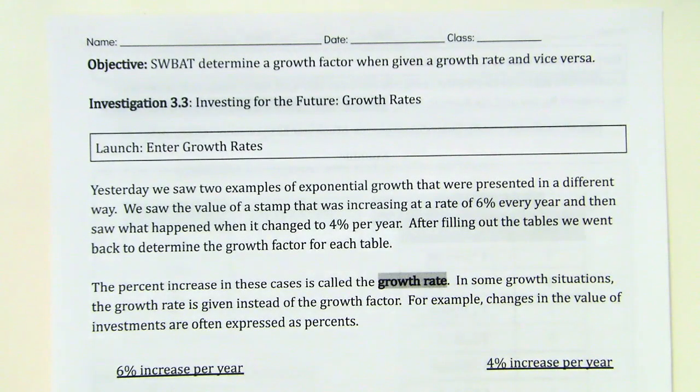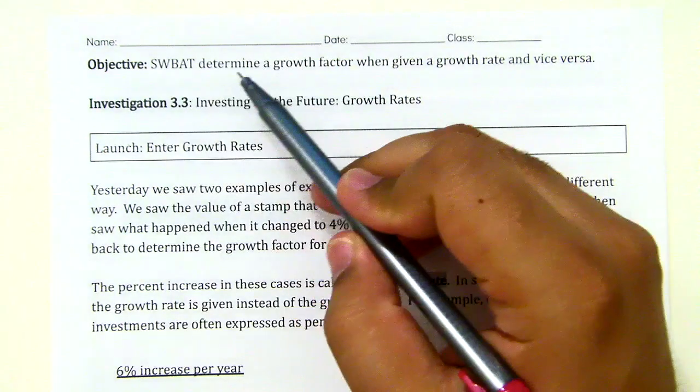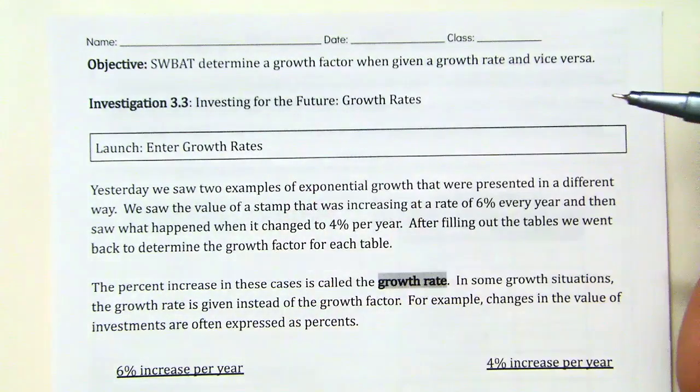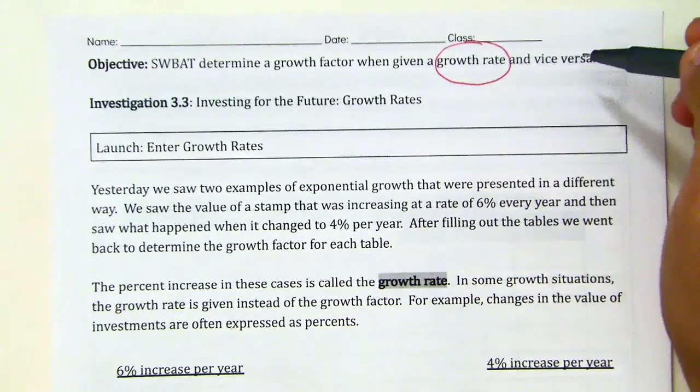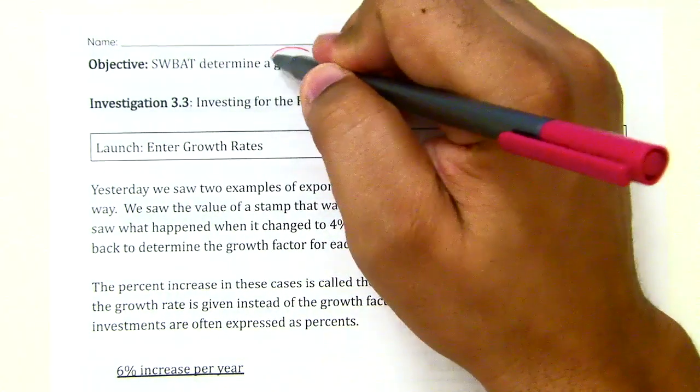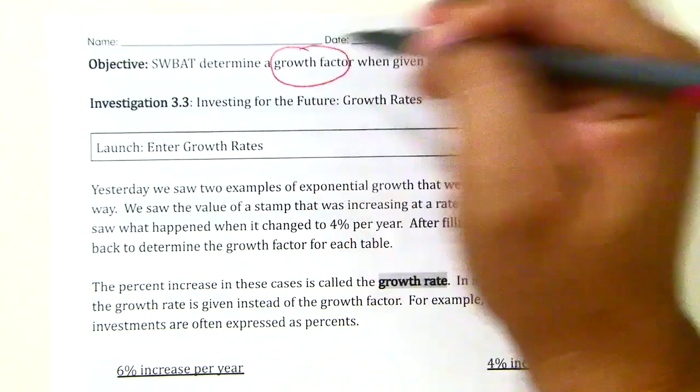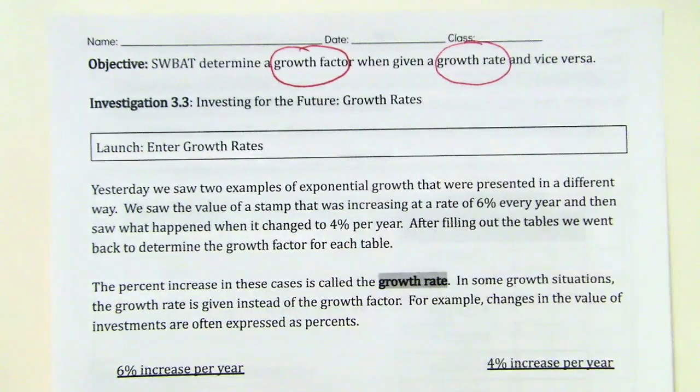Our objective for today is that students will be able to determine a growth factor when given a growth rate and vice versa. We have already seen the word growth factor. Growth rate is new vocabulary that we're going to learn today. We're going to see that it's actually very close to a growth factor, and we can go back and forth depending on the problem to figure out what's the growth rate or what's the growth factor.